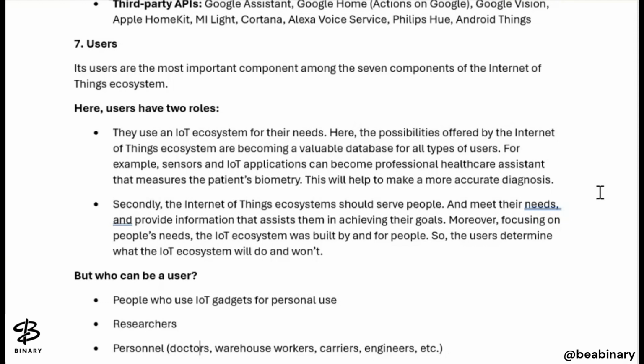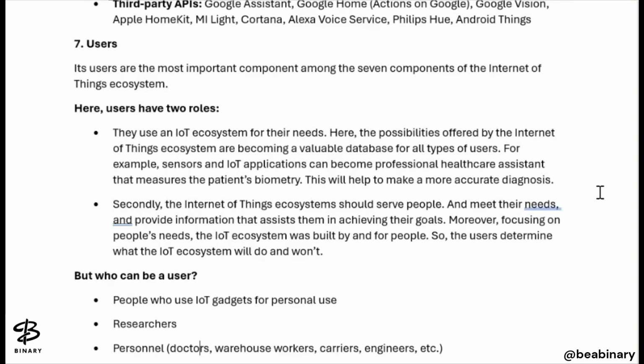As the data is stored, each and every kind of data has been stored, data histories can be generated. When we talk about healthcare assistance, on the basis of a patient's proper data history we can help in making an accurate diagnosis. Secondly, the Internet of Things ecosystem should serve all people and meet their needs and provide information that assists them in achieving their goals. Here we are talking about the business intelligence part.